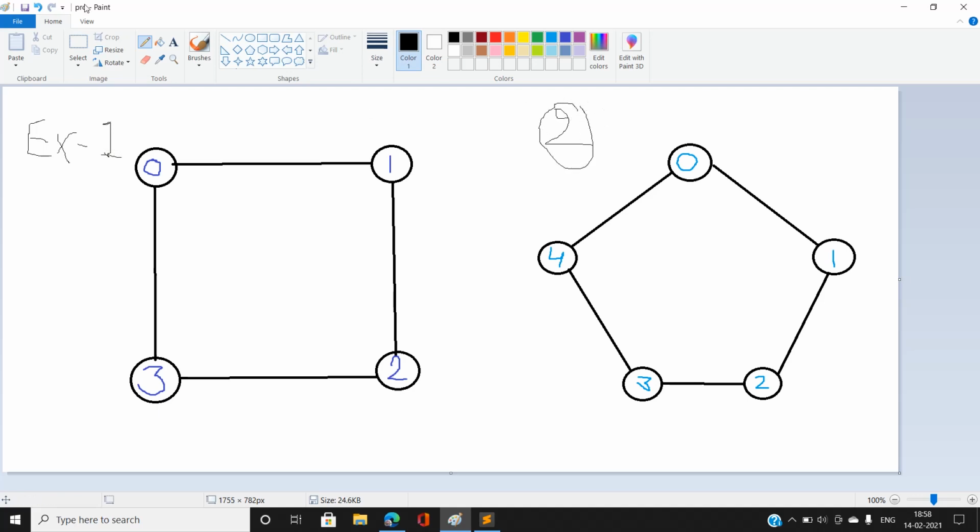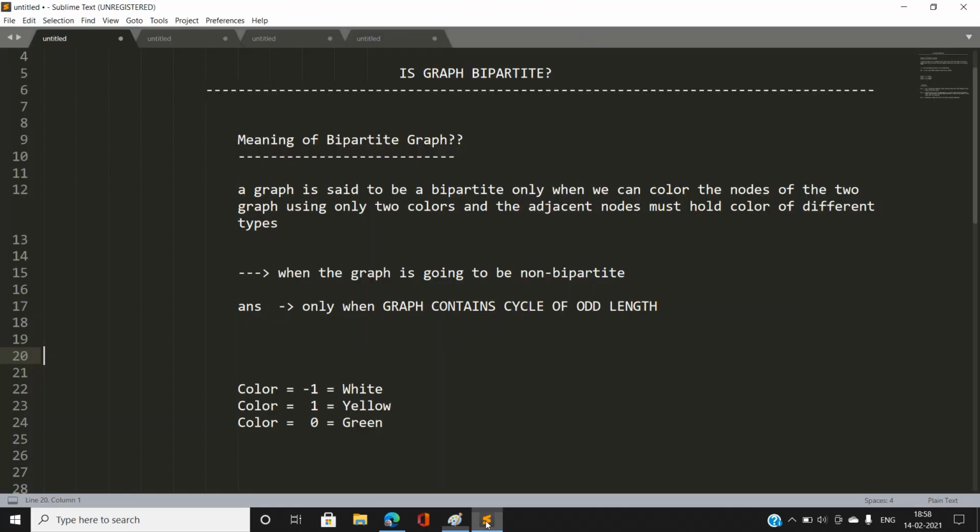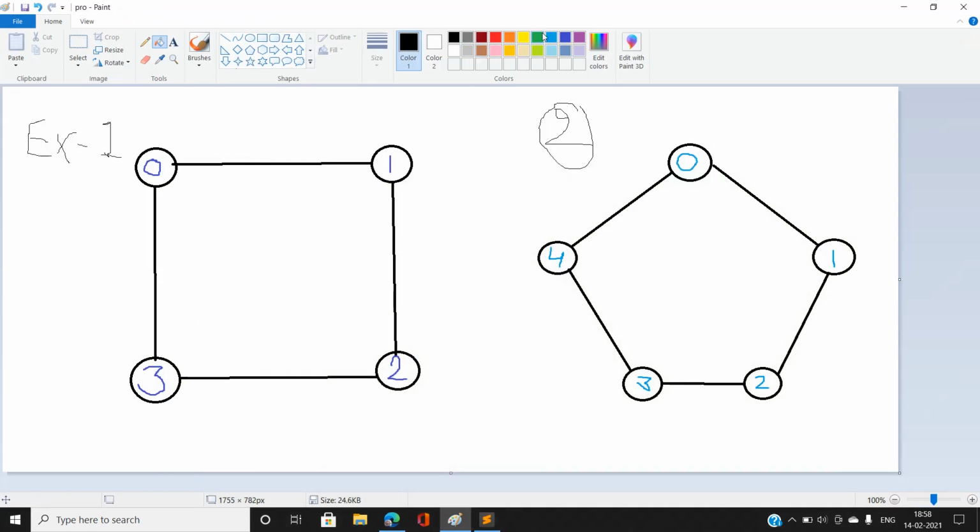Now suppose here we have a graph, and I am going to start coloring this graph from any of the nodes. Here you can see this is a cycle of even length, that is, the length is going to be 4, the perimeter of this cycle. So a non-colored node is going to be denoted by -1, that is white background, and 1 I am going to denote as colored with yellow and 0 with green. Let's color with green first. Suppose I have colored this node 0 with green.